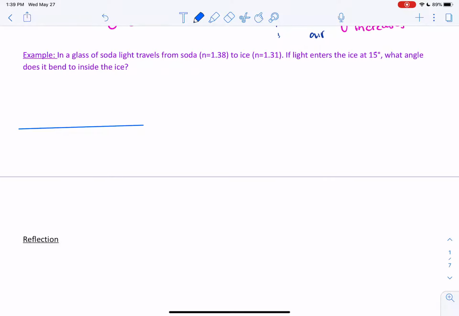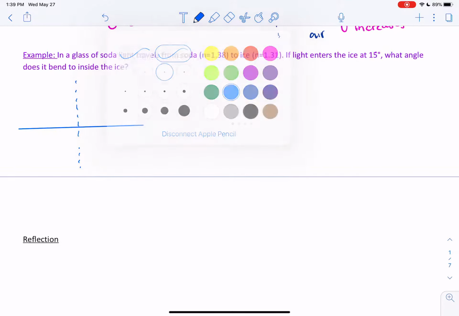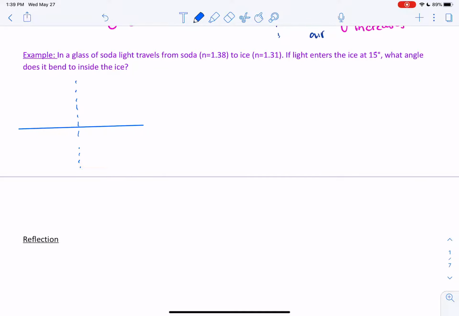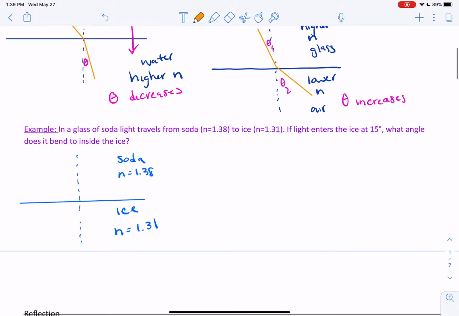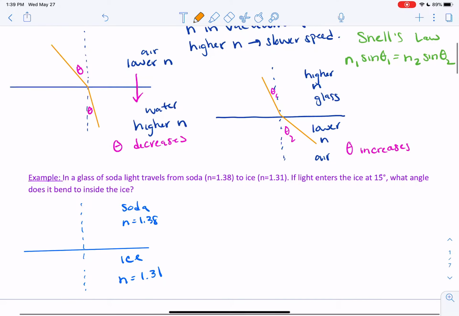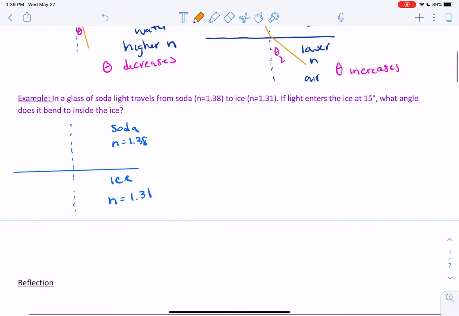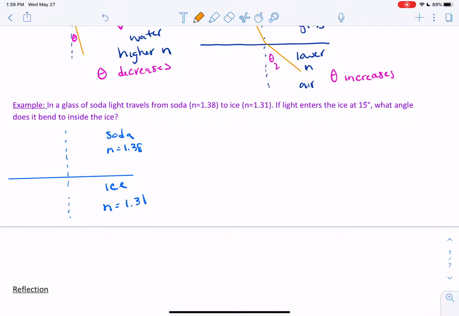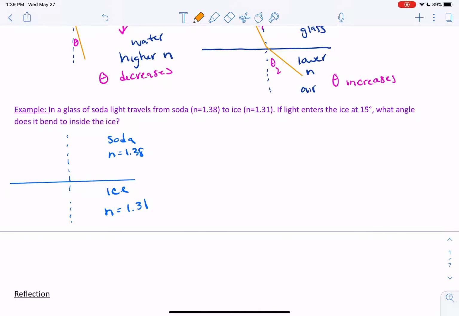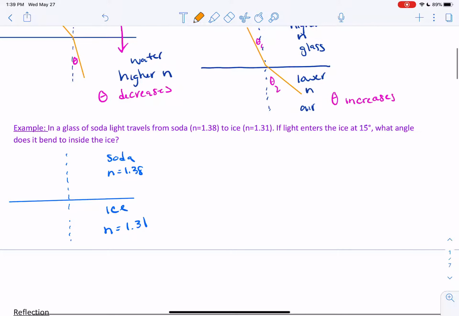Okay, so this is our surface. And here is our perpendicular line. We have the light traveling from soda to ice. So this is soda, which has n equals 1.38, and this is ice, which has n equals 1.31. Okay, so in this situation, we know we're going from a higher index of refraction to a lower. So that's like the last situation we just saw. A higher index of refraction to a lower. So your angle is going to get larger.